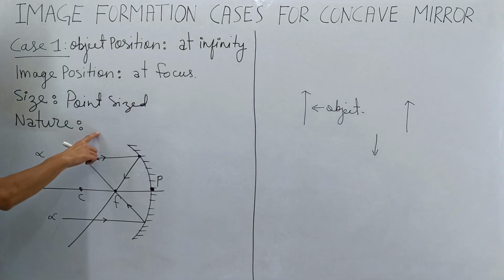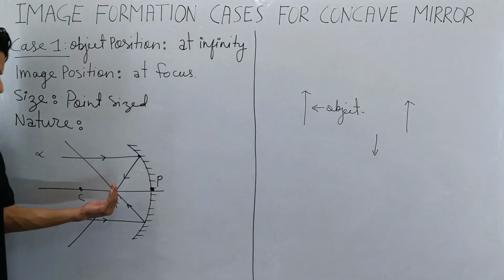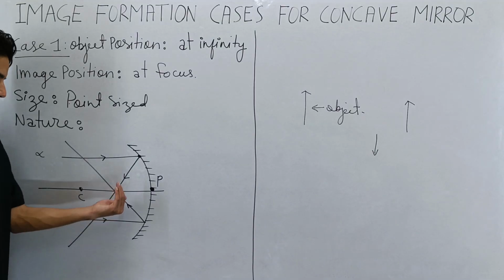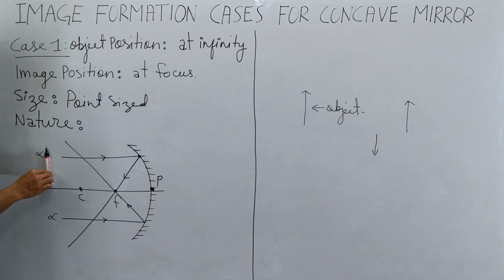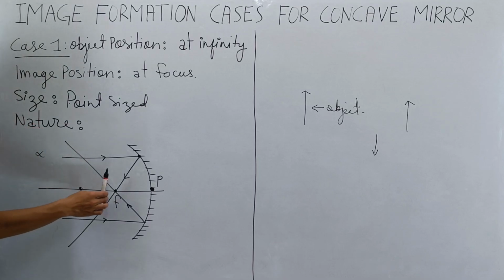Then nature: it will be real and inverted. See, if the image is formed on the same side as the object, it will be called real. The object is kept here. Though the object is in infinity, my dear student, the object is here on the left side. Remember, the object is always kept on the left side of the mirror. So the image is also formed on the left side.